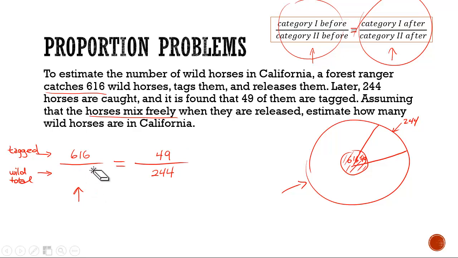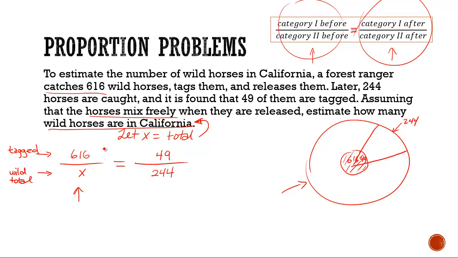And so you can let X equal the total wild horses in California, and you can solve your proportion. Now, because we just have two fractions equal to each other, it's relatively simple to solve. You can actually cross multiply and divide here.